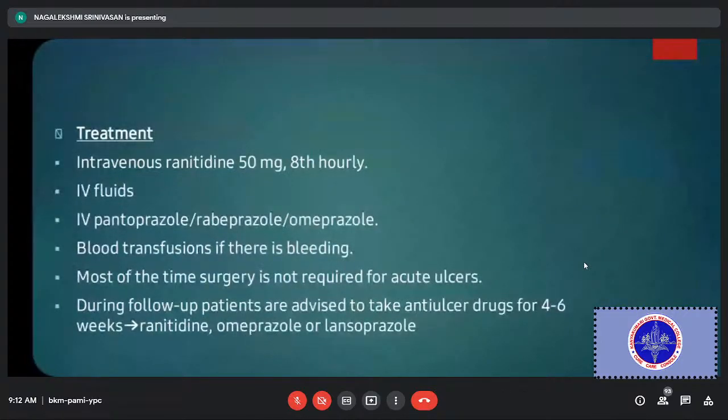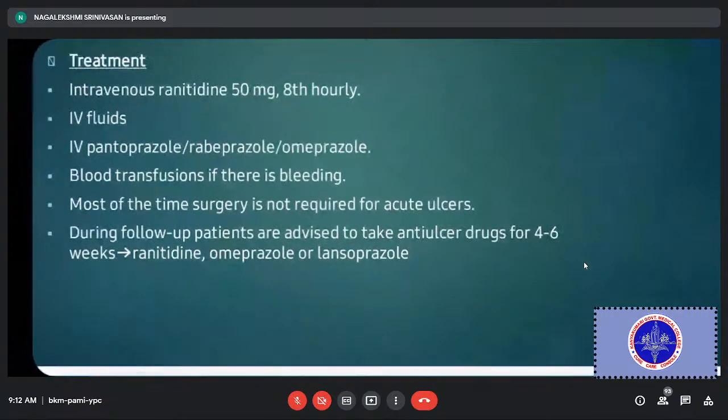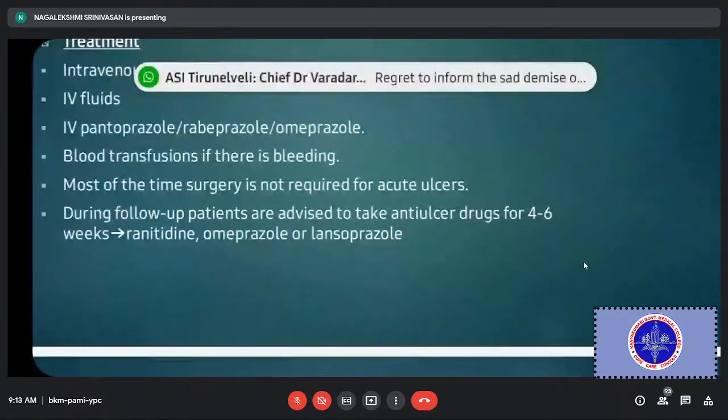Patients used to take over-the-counter tablets that are available, either ranitidine or PPIs, which nowadays are freely available in the medical shop. They will go and get tablets for ulcer. Whenever you are giving injection ranitidine, it is given 8 hourly, along with IV fluids and either pantoprazole, omeprazole, rabeprazole, all the PPIs. Blood transfusion if there is bleeding.